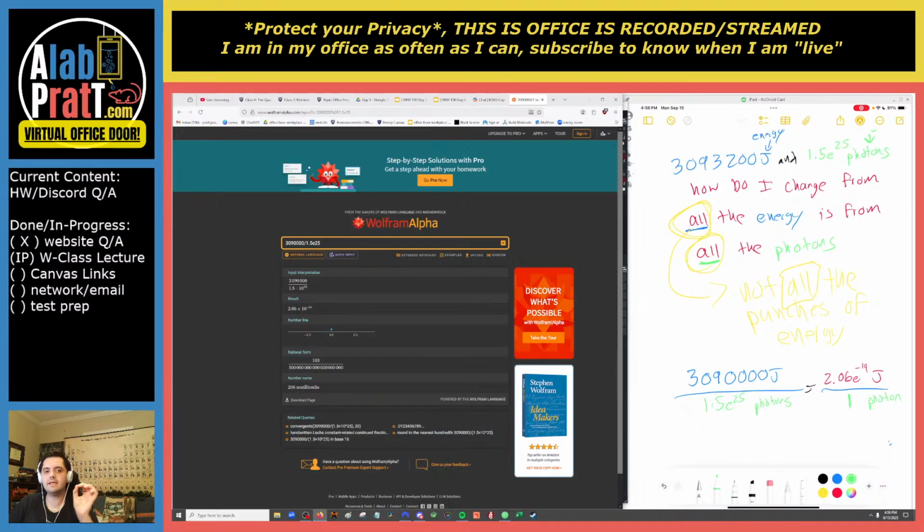And so the unit carries over. I am delivering all of these joules over all of these photons. But when I actually do the division of this much energy over this many photons, I get a number that tells me the amount of energy. But I have to remember it's per one photon now. I'm down to one thing.